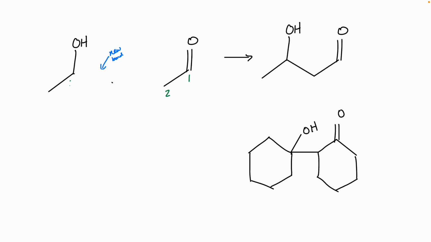But of course, in my reactants, it didn't start out as an alcohol group. It started out as a carbonyl group. So I'm going to have to draw a double bond and get rid of that hydrogen. Right? Once we identify our new bond, we just break it into those two parts. That's how we figure out our reactants.